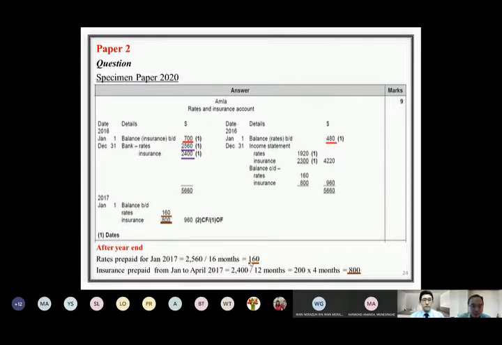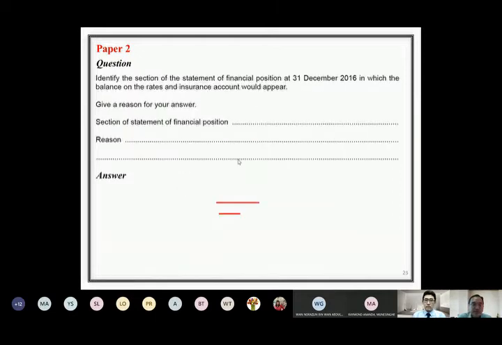Okay, what's the prepayment for rates and insurance? So I underline here. So this is for next year. So you are going to bring it down. So these are the two figures. Yeah, and then these are the marks. So it will be more detailed for paper 2, where it involves analysis and evaluation.